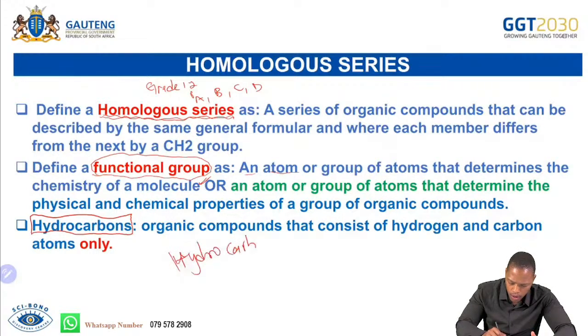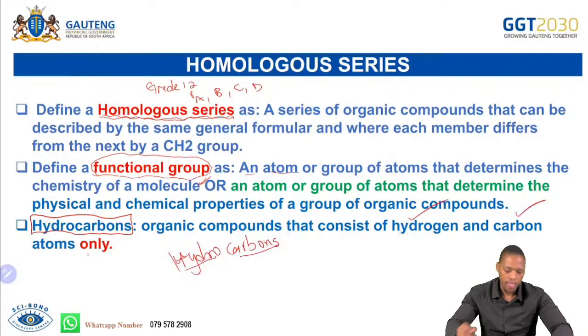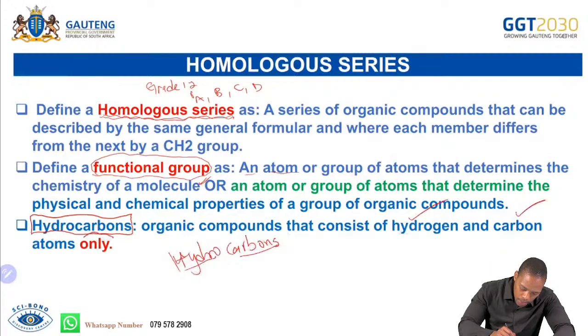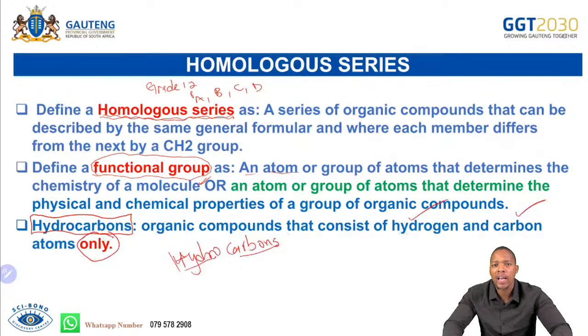Hydrocarbons: hydrogen and carbon atoms only. Only is extremely important, hence it is also highlighted in red there. If you were to be asked to define hydrocarbons, you cannot leave out the only. Organic compounds that consist of hydrogen and carbon atoms only.